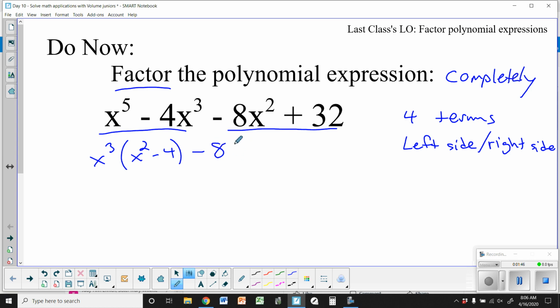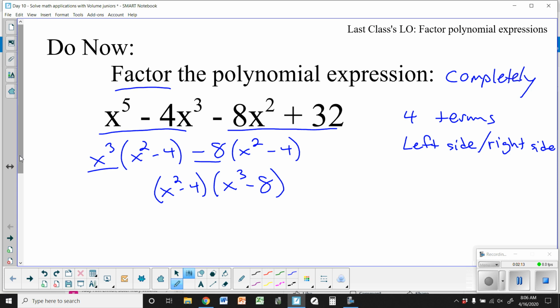And let's see what we're left over with here. If we take out a negative 8, we're going to have x squared. Positive 32 divided by negative 8 is going to be x squared minus 4. So we can factor out an x squared minus 4. That's a common factor. And we can also have left over x cubed minus 8, because that's the part that is in front of those factors.